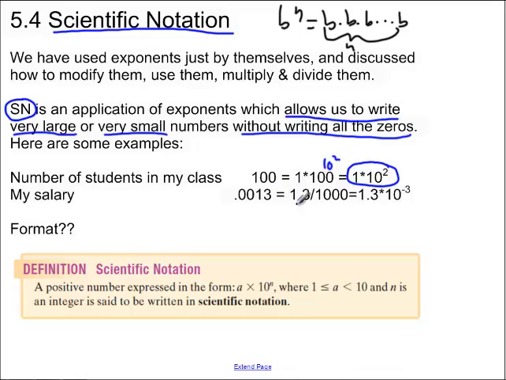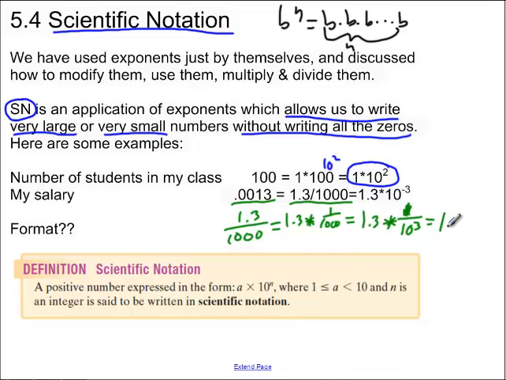But again, we write the significant digits here, and we say this number here is 1.3 divided by 1,000. I'm going to write out kind of the long way. 1.3 divided by 1,000. Well, that's the same thing as 1.3 times 1 over 1,000. And that's also the same thing as 1.3 times 1 over, sorry, make that a 1 over 10 cubed. And that would be 1.3 times 10 to the negative 3.